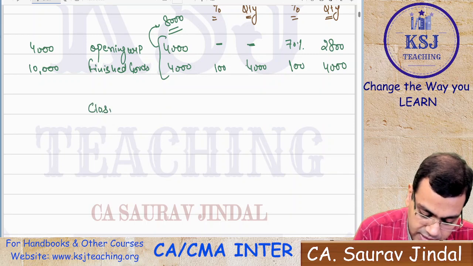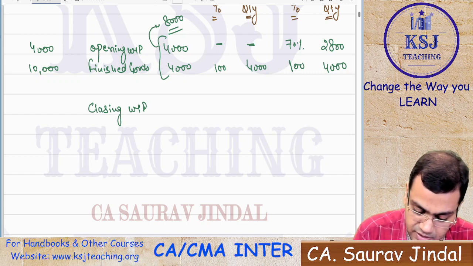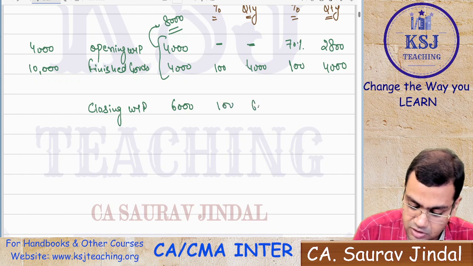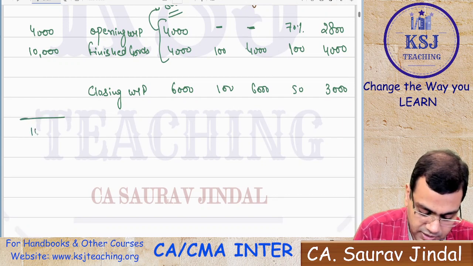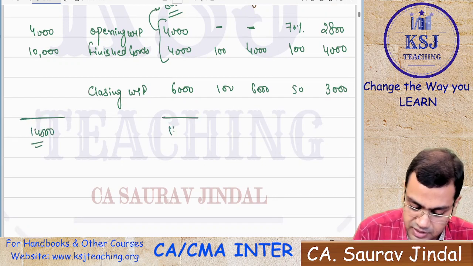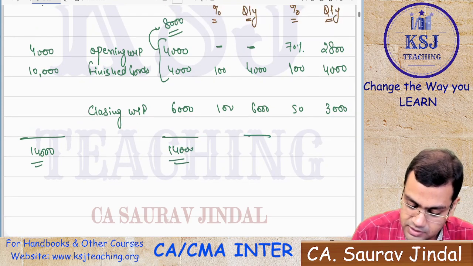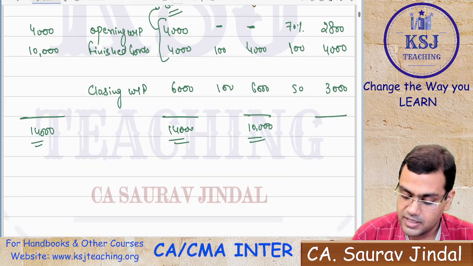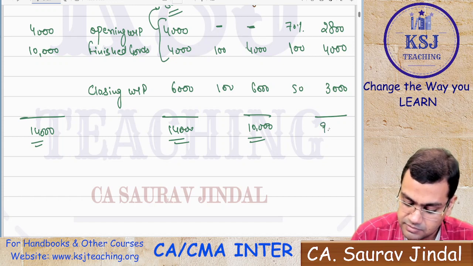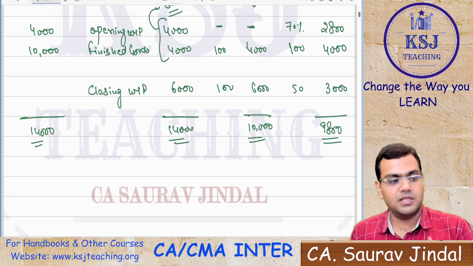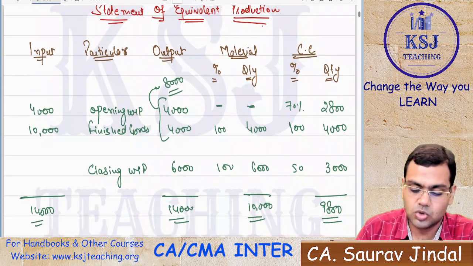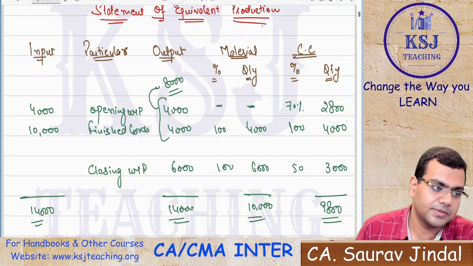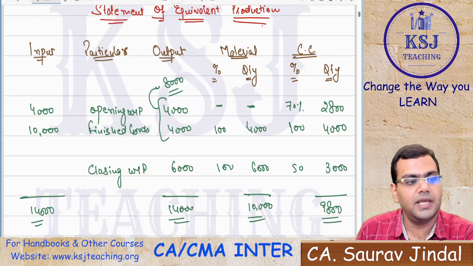What is left here is closing WIP of 6,000 units. 100% material cost is 6,000, and 50% conversion is 3,000. So the input is 14,000 and the output is 14,000. The material cost incurred in this period is on 10,000 units, and the conversion cost incurred in this period is on 9,800 units. Any doubts up till this point? This is how the FIFO method is to be done.